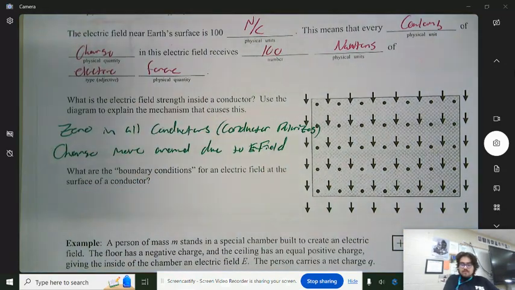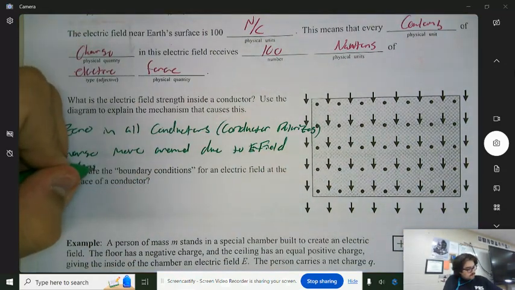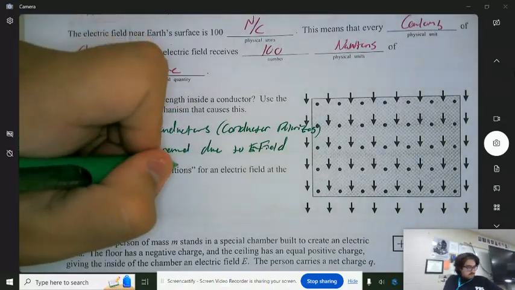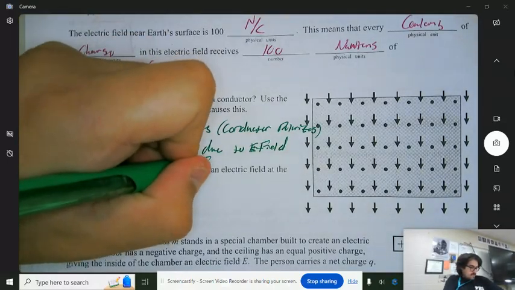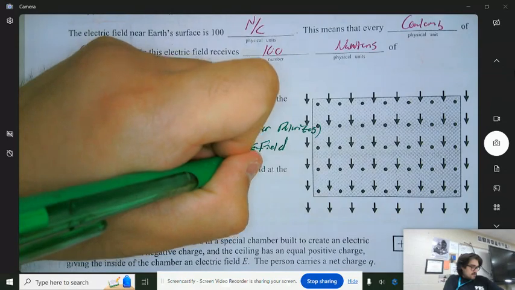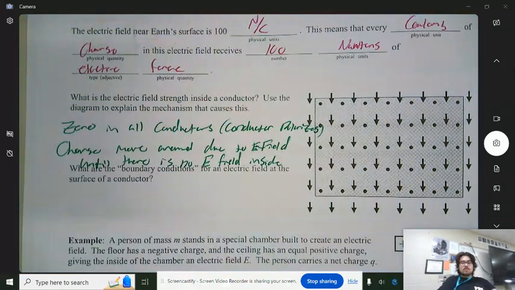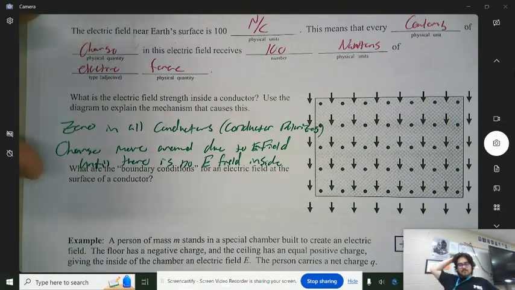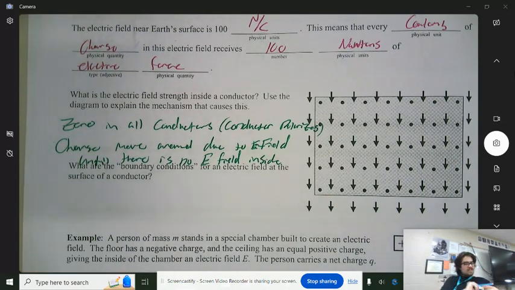Okay. Around to the E field until there is no more E field inside. Okay, so the charges move around to basically cancel out the E field in the inside of the conductor. Okay, there's a boundary condition for electric field.